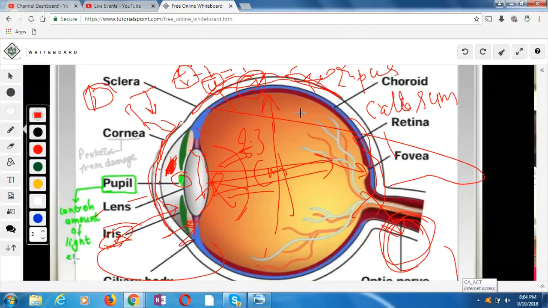Other important parts, which are very important, are inside the retina. So write this down. This is hardly present in any book. Inside the retina, we have two kinds of cells. First one is rod cell, and second one is cone cells.